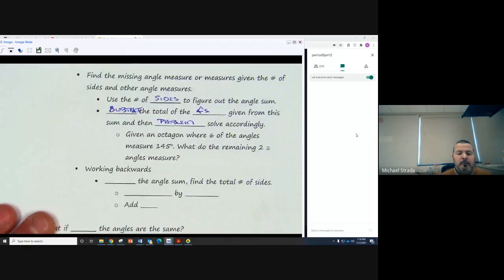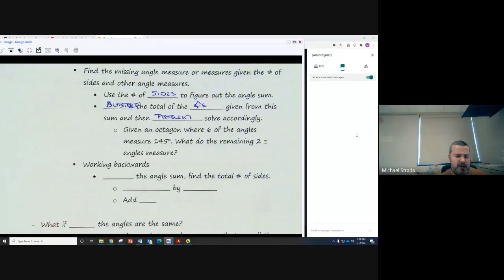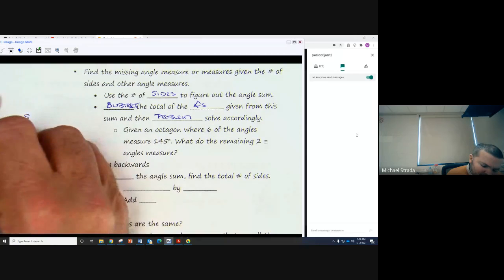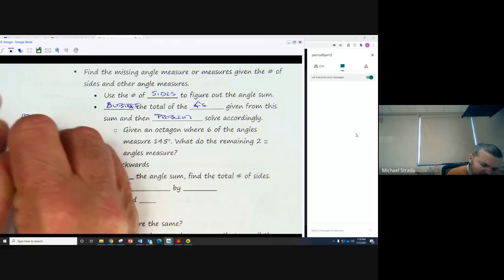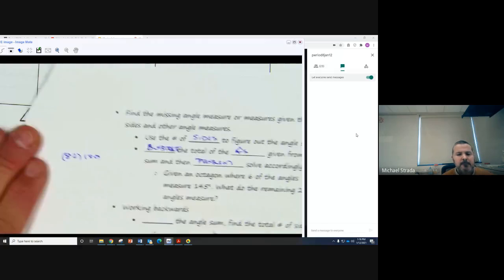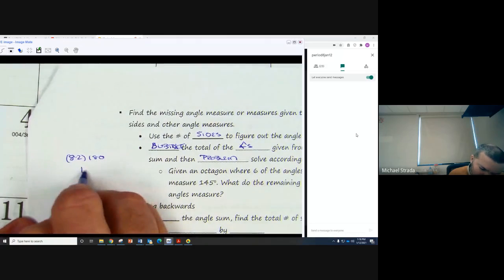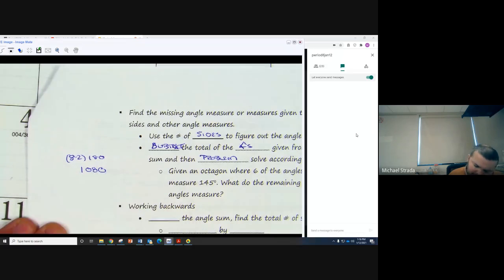All right. So for example, if you're given an octagon where 6 of the angles measure 145, what do the remaining 2 congruent angles measure? So an octagon has 8 sides. I'm going to do 8 minus 2 times 180. 8 minus 2 is 6. 6 times 180 is 1,080. Means the angles of an octagon add up to 1,080.